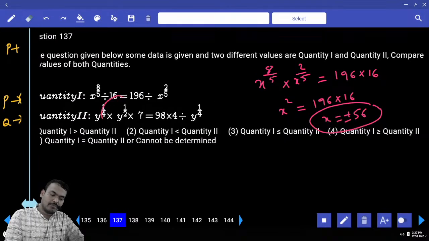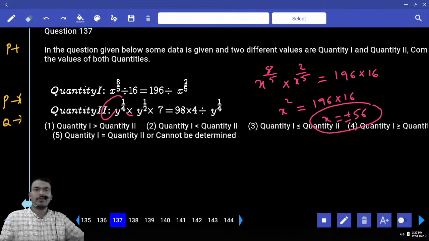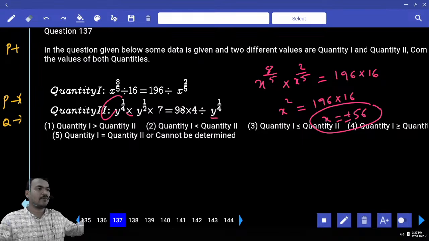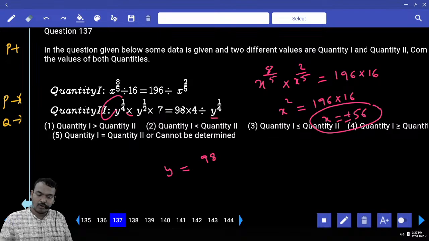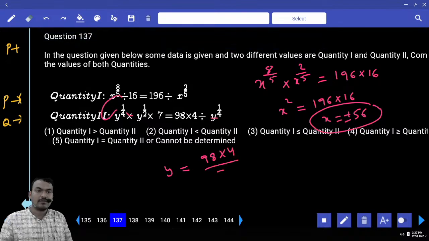y power 1 by 4 into y power 1 by 2. We are getting y power 3 by 4, right? Already on the right hand side the denominator is y power 1 by 4. It will become into y power 1 by 4. Overall we are getting y on the left hand side. But the left hand side is 98 into 4 by 7, right? 7 how many times? 14.